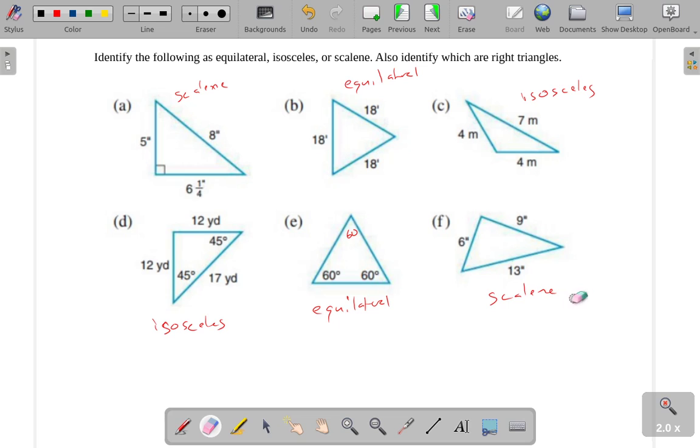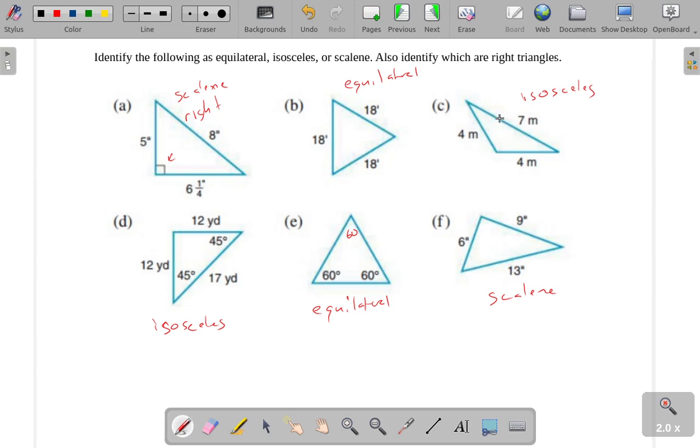Alright, so we've gone through and identified which ones are equilateral, isosceles, or scalene. Now let's figure out which ones are right triangles. This first one right here, this is a right triangle, because you can see there's a 90-degree angle right there. This one, we know all three angles are 60-degree angles because it's an equilateral triangle, so it's not a right triangle. This one, I'm going to go ahead and guess that it's not a right triangle.